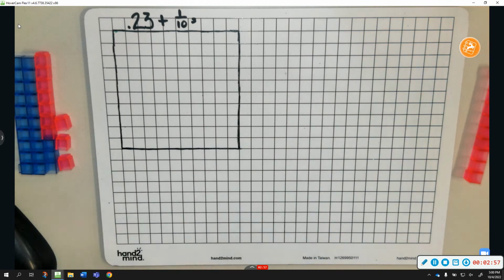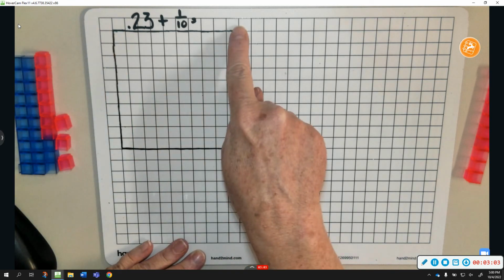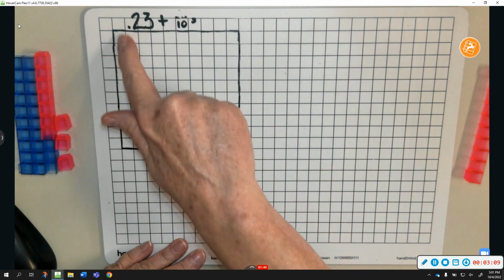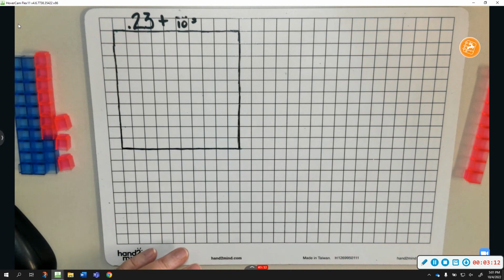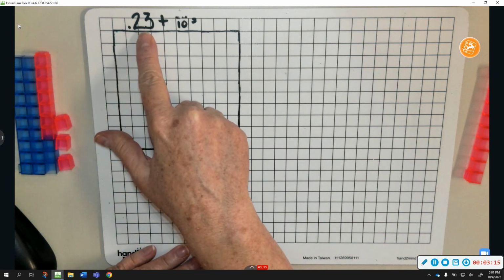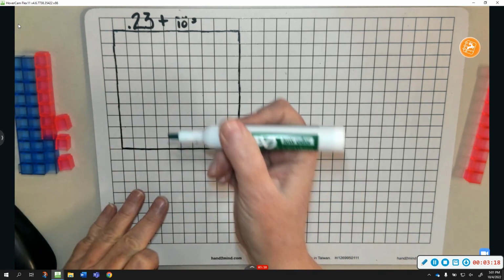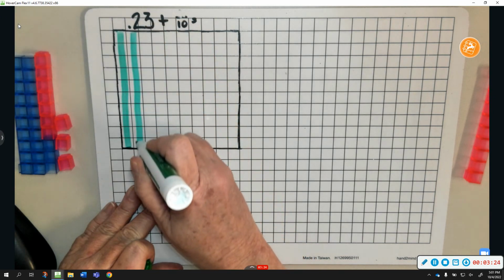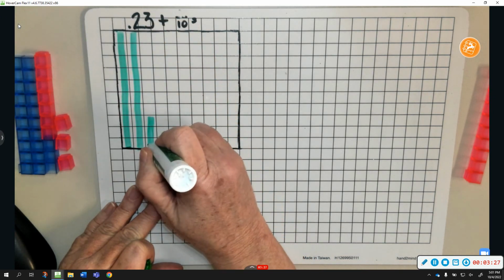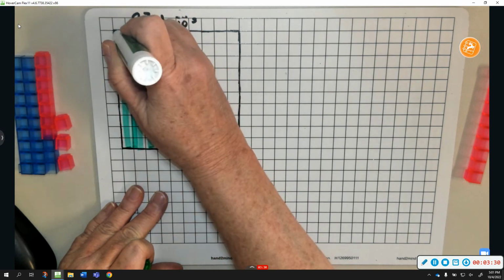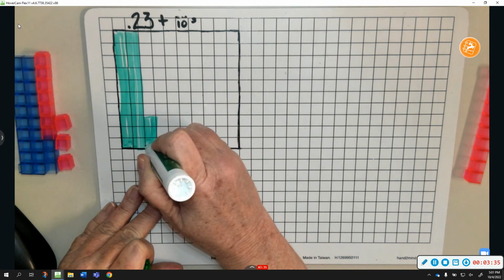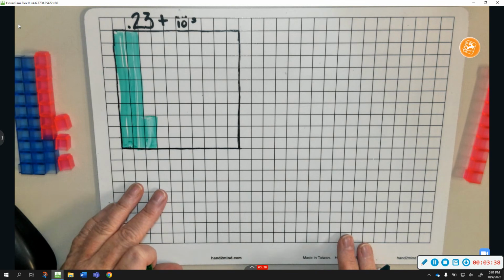Okay, so if we were going to model that on grid paper, I would just first draw an outline to show that it's one flat. And so I counted 10 down, 10 across, and then I made a square. First, I'm going to represent 23 hundredths in one color. So I know this is 10, and this is 20, and that is 3. I'm just going to fill this in, and I have my first amount, 23 hundredths.